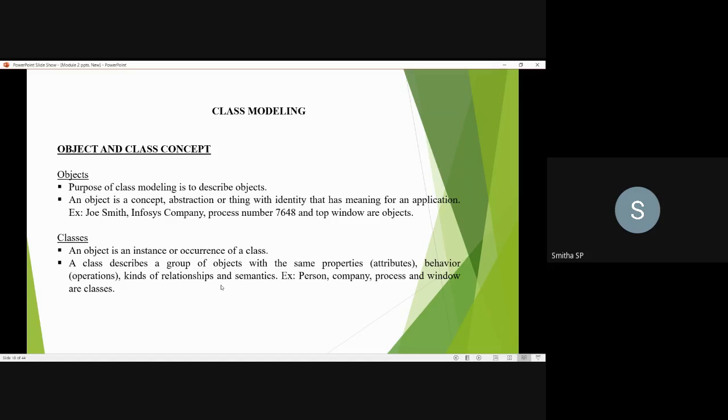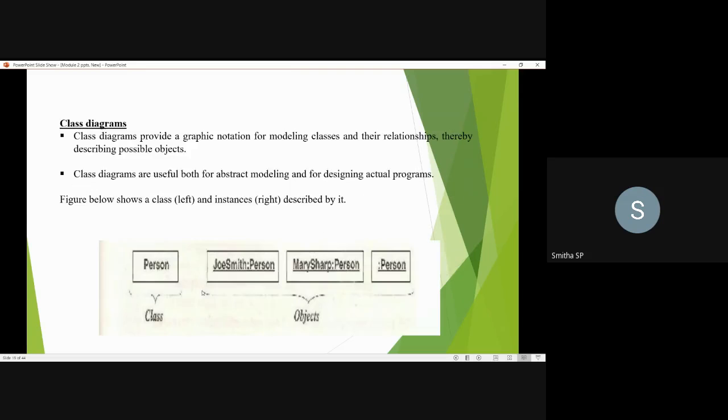These classes and objects are described, or represented, using class diagrams. So what is a class diagram? Class diagrams provide a graphic notation for modeling classes and their relationships, thereby describing possible objects. Class diagrams are useful both for abstract modeling and for designing actual programs.